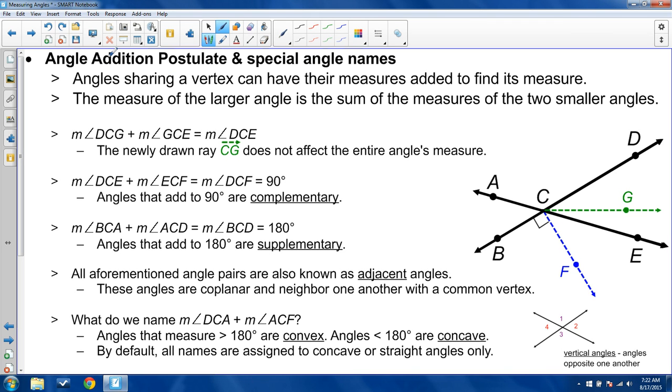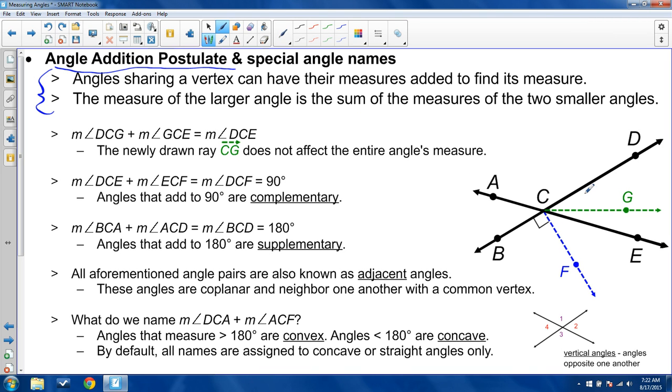Okay. First, the angle addition postulate. That's what this part is right here. Angles sharing a vertex can have their measures added to find its total measure. The measure of the larger angle is the sum of the measures of the two smaller angles. So, what does that mean? Let's go ahead and take a look.